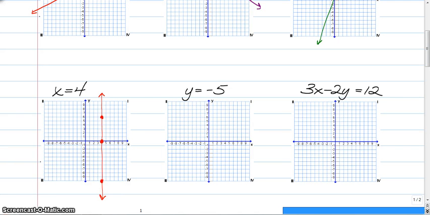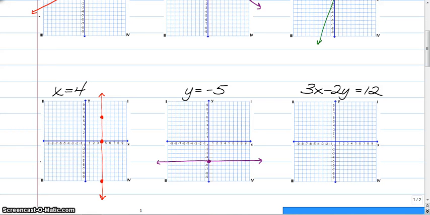So now that you know that little secret, how about y equals -5? Well, where is y always going to be -5? It is always going to be -5 at a horizontal line at y equals -5.